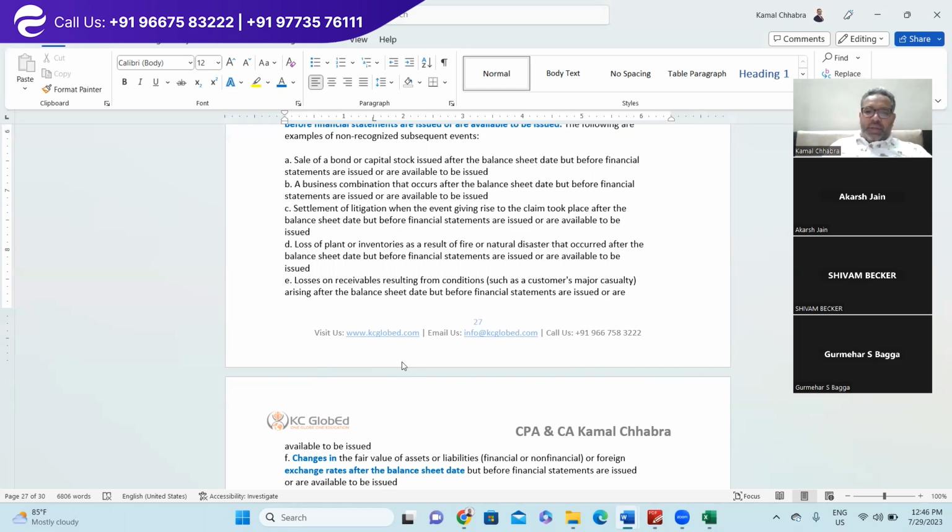Any settlement of litigation when the event giving rise to the claim took place after the balance sheet date. For example, in the month of January, someone has claimed against you and the settlement has happened in the month of February before the filing date, right? So those litigations you are not required to adjust in the balance sheet because that litigation did not exist before the balance sheet date. Make sense?